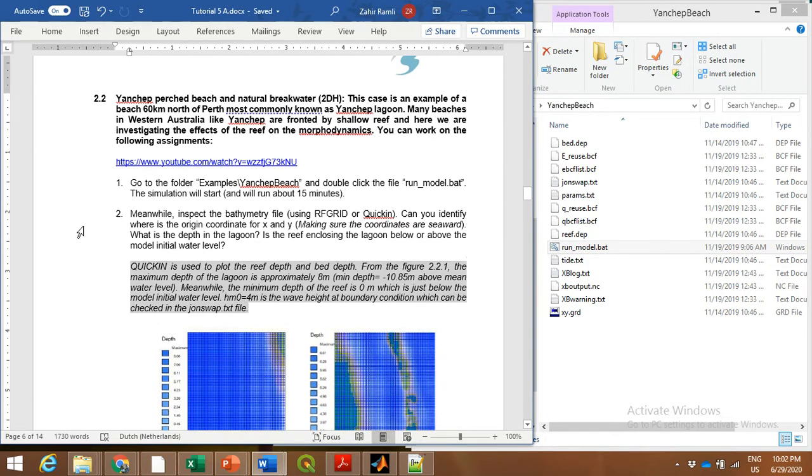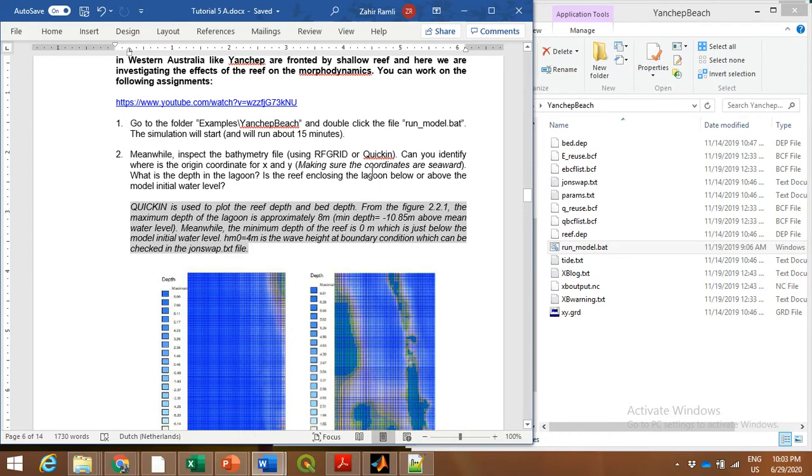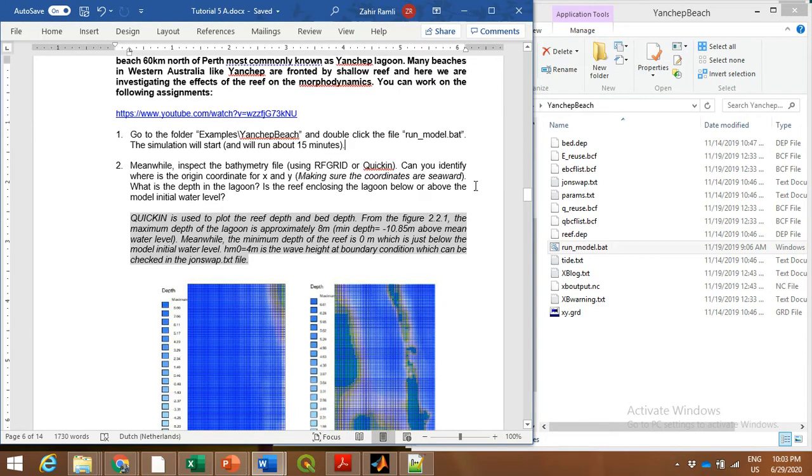Number two, meanwhile inspect the bathymetry file, either using RFGRID or Quickin. Can you identify where the origin coordinate for x and y is? You just want to make sure, in that file, where the coordinates are facing seaward. The x origin and y origin should be seaward, offshore. And what is the depth in the lagoon? Is the reef enclosing the lagoon below or above the model initial water level?